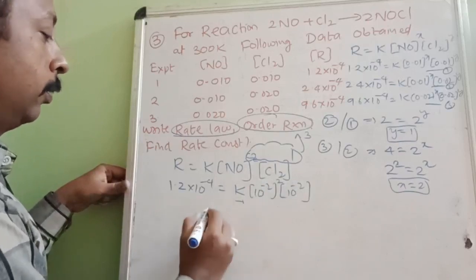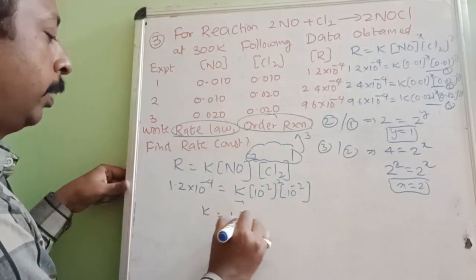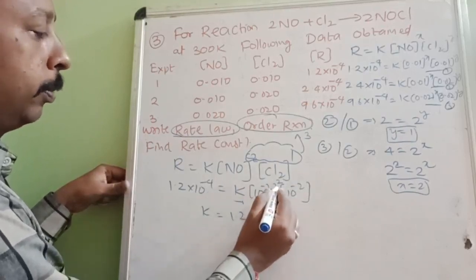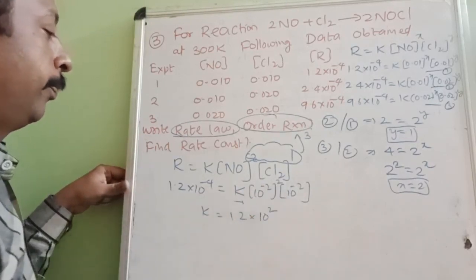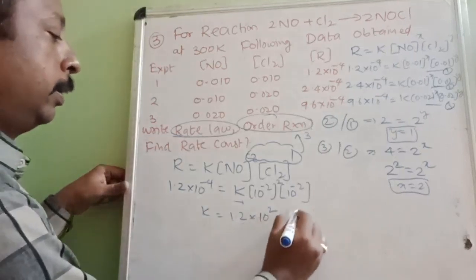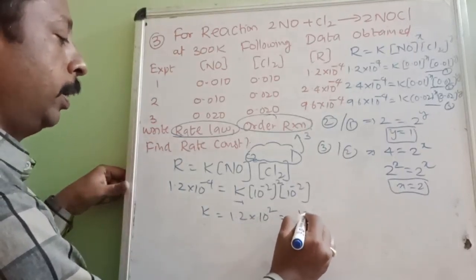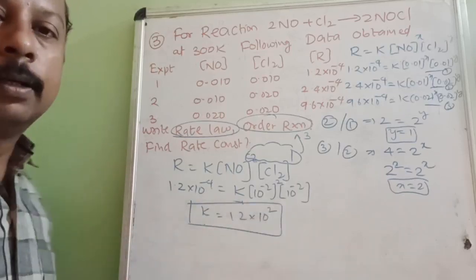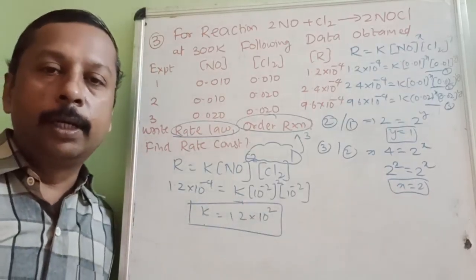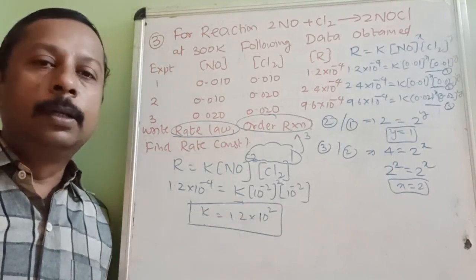Okay. So K is equal to 1.2, and this 10 to the power of minus 2 will come to this side as 10 to the power of plus 2. So it is equal to 1.2 into 10 to the power of 2. I think this is okay. So this is our answer: 1.2 into 10 to the power of 2.